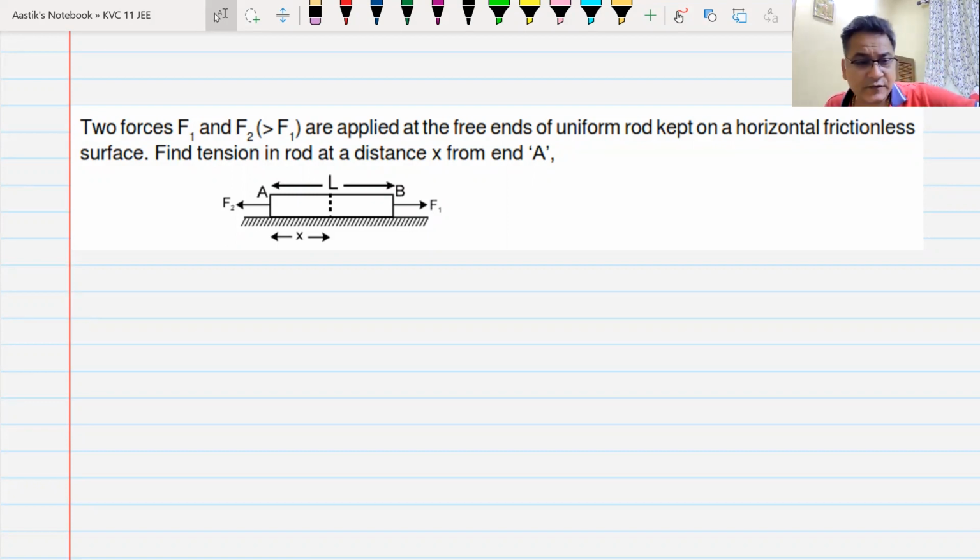Two forces, F1 and F2, F2 is greater than F1, are applied at the free ends of a uniform rod kept on a horizontal frictionless surface. Find the tension in the rod at a distance of x from the end A.